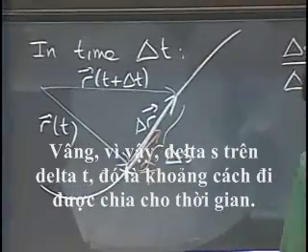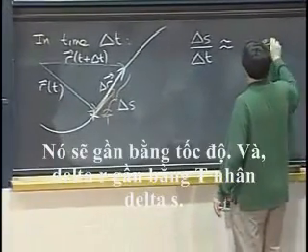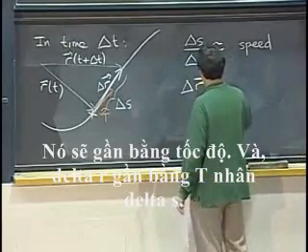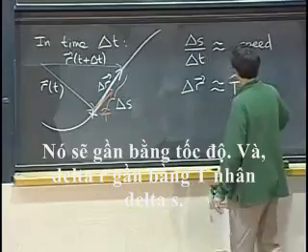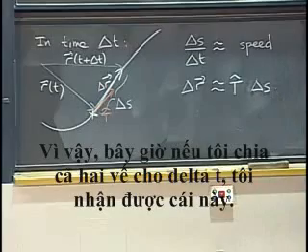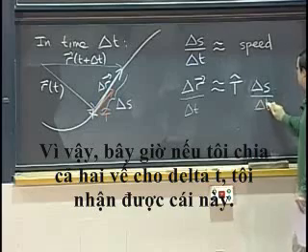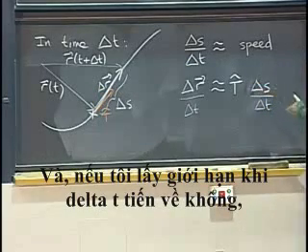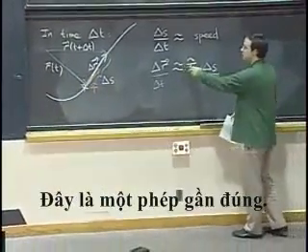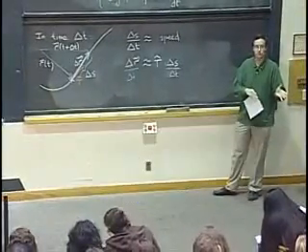Okay. So delta s over delta t, that's the distance traveled divided by the time. That's going to be close to the speed. And delta r is approximately t times delta s. So now if I divide both sides by delta t, I get this. And if I take the limit as delta t tends to 0, then I get the same formula with the derivatives and with an equality instead of an approximation. The approximation becomes better and better if I go to smaller intervals.